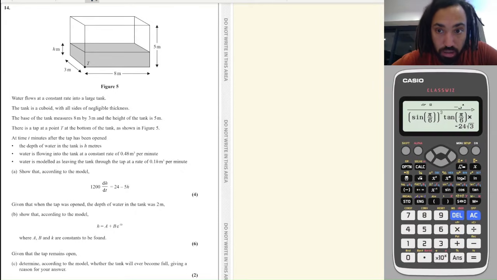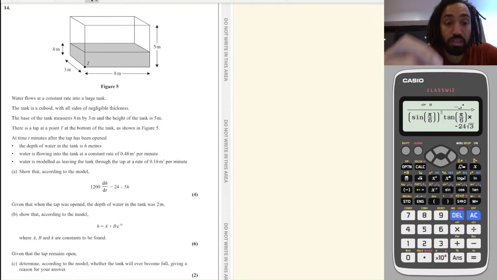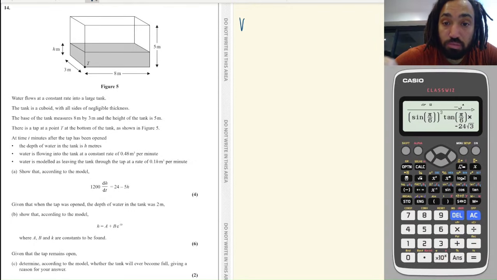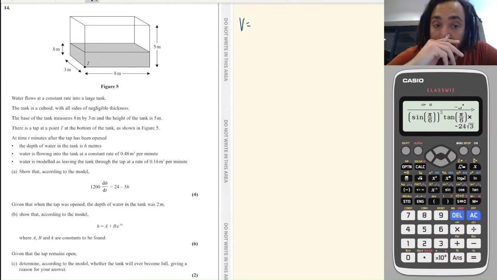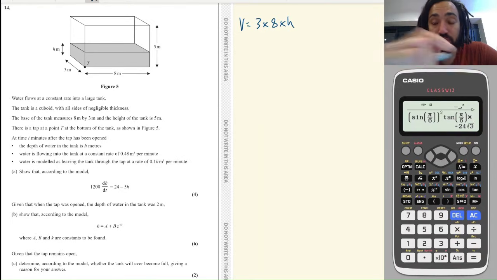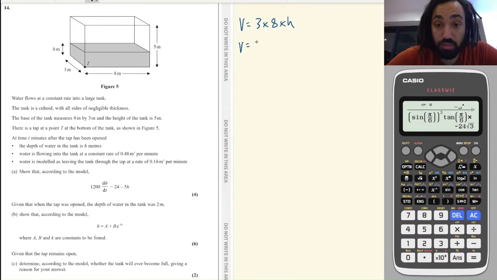Okay, for this question, I need a bit of extra space because there's so much information. Now, these questions are very similar, and the first thing to start off with is working out the volume of the shape. So the volume of the liquid inside the shape is going to be 3 times 8 multiplied by h. So the volume inside the shape is going to be 24h.